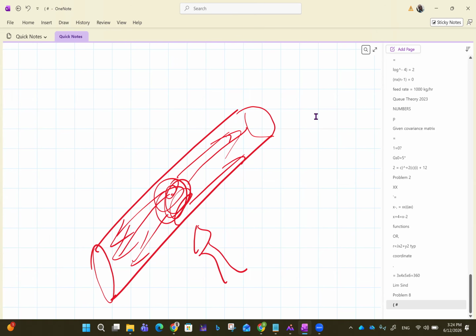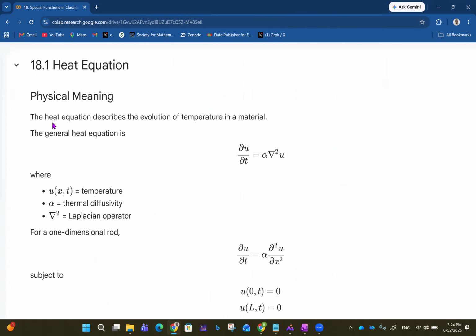Or if you heat it from an end, where you're heating from determines how the evolution is going to look. So the heat equation describes the evolution of temperature in a material, and the general heat equation is partial u partial t. So it's a function of both space and time, right? As you're applying the heat over time, the heat spreads across the geometry of whatever you are heating. So partial u partial t equals alpha del squared u, where u of x, t is the temperature. So temperature is a function of space and time, x being space and t being time.